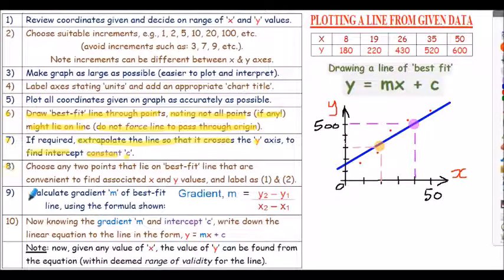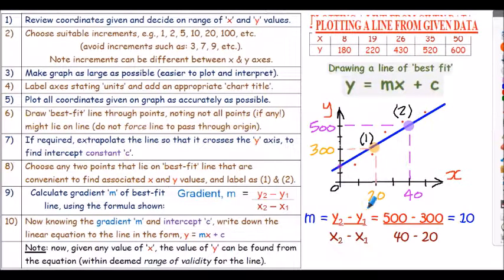Now step 8, we're asked to choose any 2 points that lie on the best fit line that are convenient for us to find the associated x and y values from the axes, and we're going to label them as points 1 and 2. In the diagram you can see I've chosen 2 points on my best fit line and I've labelled them as 1 and 2. That's an arbitrary label. So step 9 of our procedure, we're now going to calculate the gradient, that's the m value of our best fit line, using the formula shown here. So gradient m is equal to the y2 value minus the y1 value, all divided by the x2 value minus the x1 value.